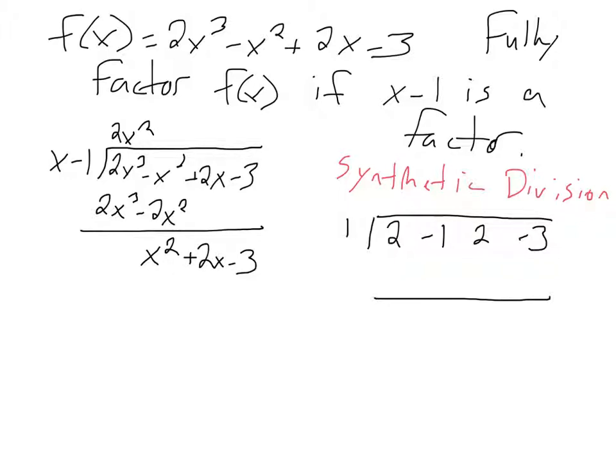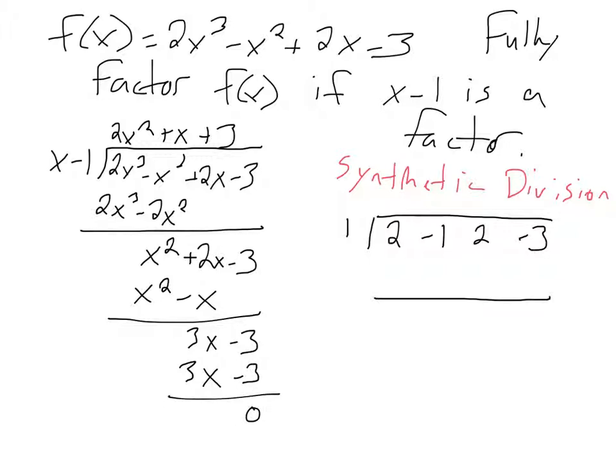And then for the next one, x times x gives me x squared. Negative 1 times x gives me negative x. And then I subtract again, and I get positive 3x, and drop down the 3. And then lastly, I have to multiply by 3, and I get 3x minus 3 and my 0 remainder, which is what I was expecting, right?